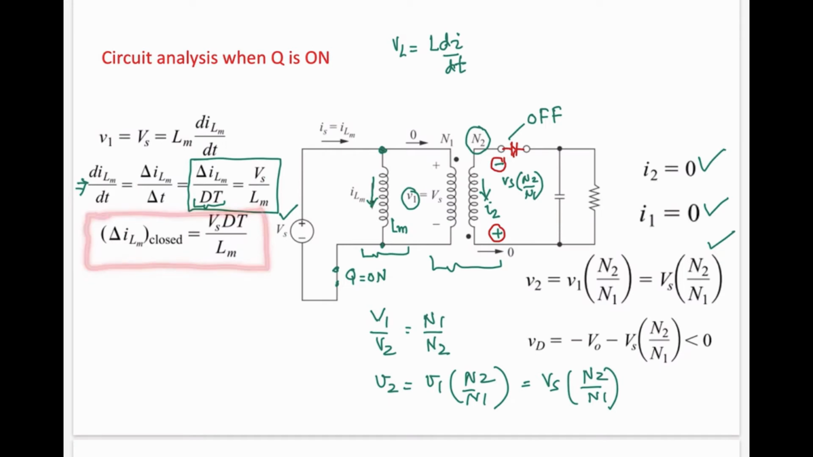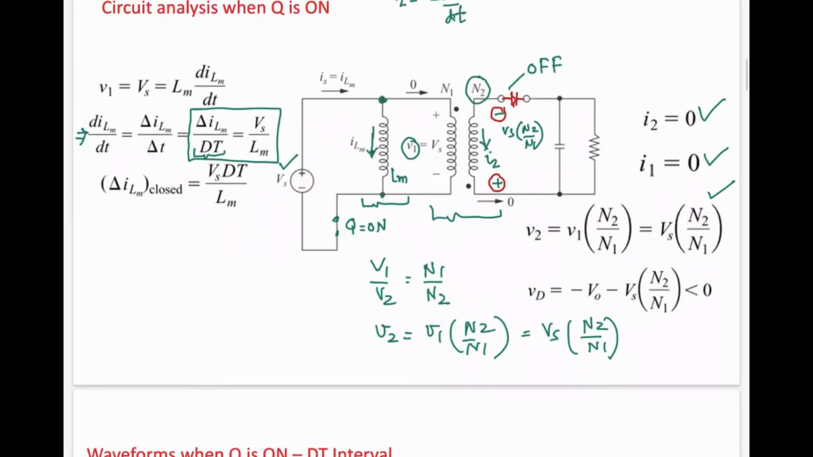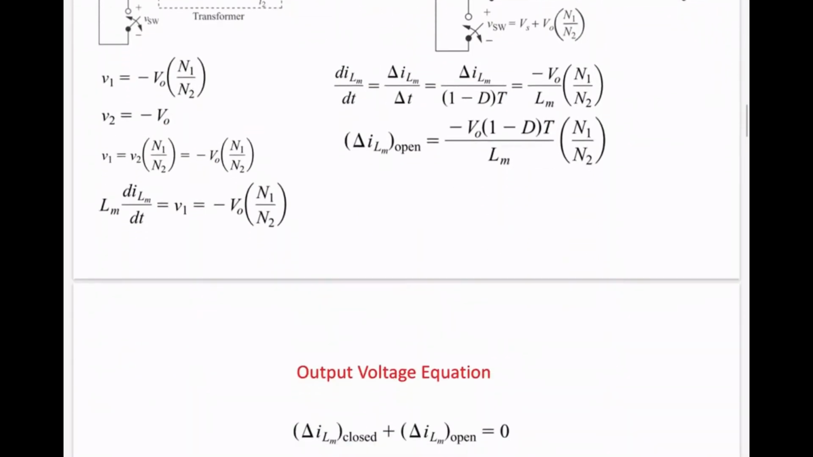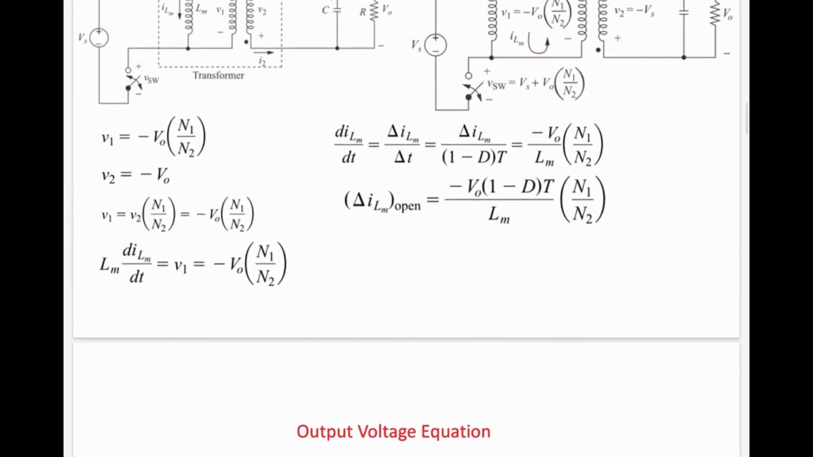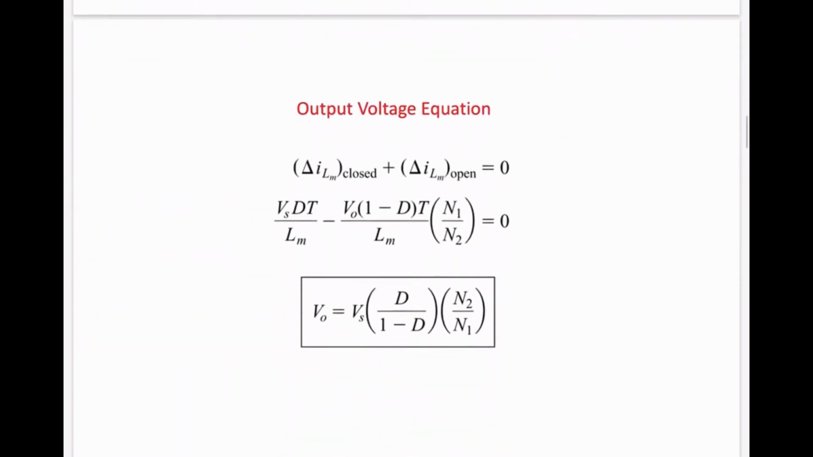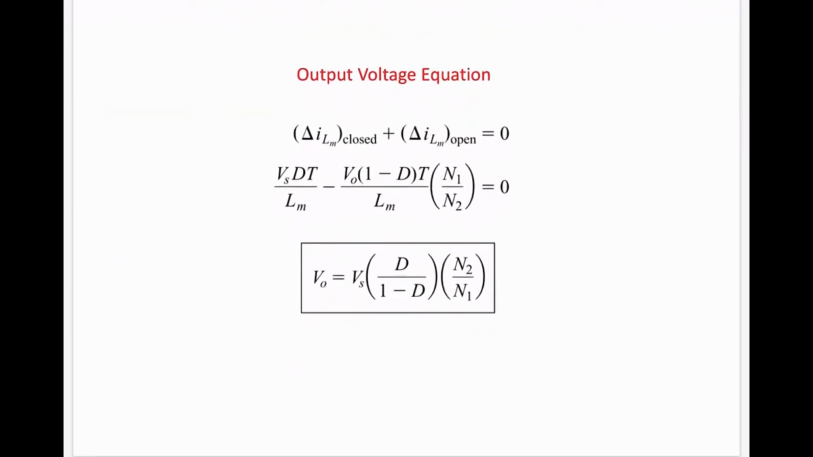And for the stable operation, the change in current when your switch is on and when your switch is off must be the same, right? So from here I can write down this equation, and I can find out the output voltage equation. Delta I closed plus delta I when the switch was open, for the stable operation, the sum of these two must be equal to 0. No net change in the current.